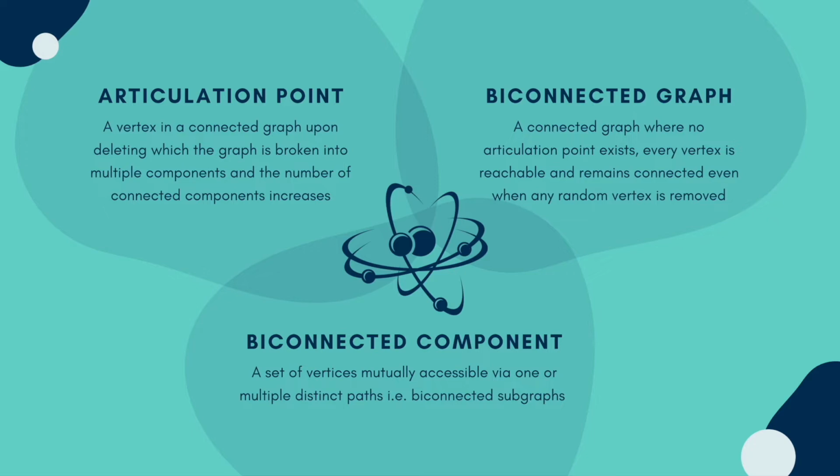Now, what is a biconnected graph? A biconnected graph is a graph where there is no articulation point. That means that there is no such vertex in the graph that, if we remove it, the entire graph will be scattered; rather, it will still be reachable from vertex to vertex. Now, the biconnected component. The biconnected component is a set of mutually accessible vertices connected by distinct paths. And I said earlier that each biconnected component is also known as a biconnected subgraph, and that's why we had to know the idea of biconnected graph, and to understand biconnected graph, we had to know articulation point.